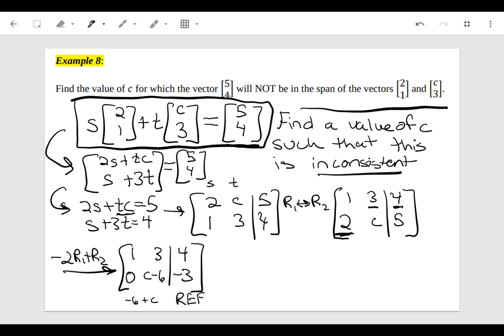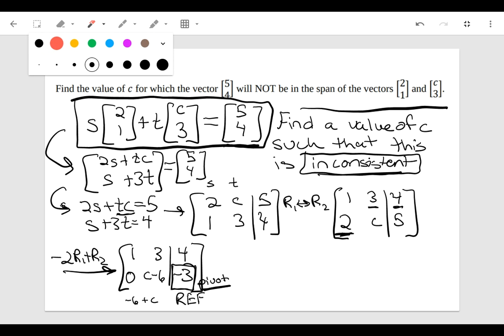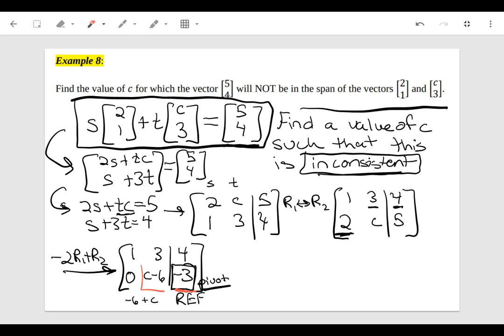So we can start thinking about what this would need to look like if it's inconsistent. Remember, we want to find C so that 5, 4 is not a linear combination. So it's inconsistent when you have a pivot in the constant column over here. We would want this guy right here to be a pivot. And remember that the definition of a pivot is the first non-zero entry in each row. So that means if we want this guy to be the first non-zero entry, this would have to equal 0.